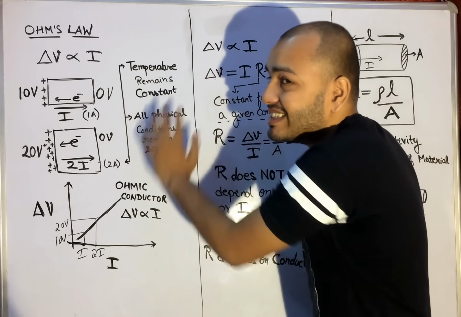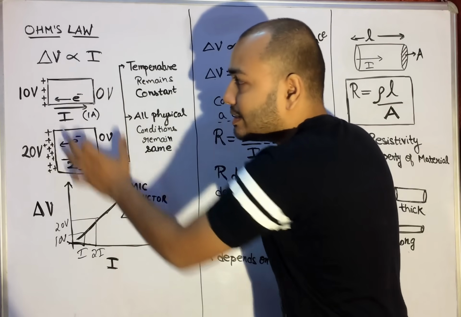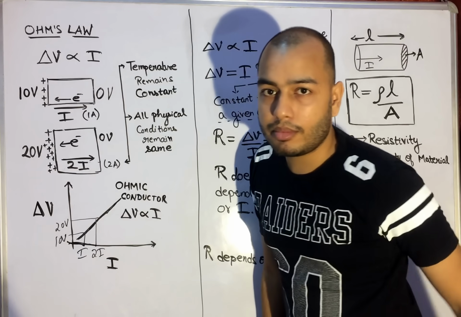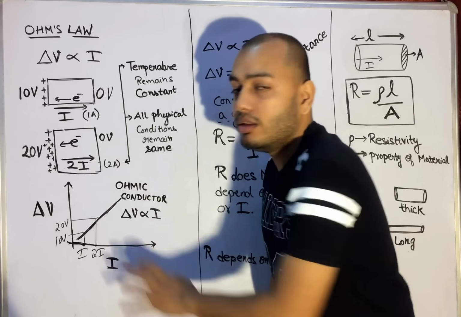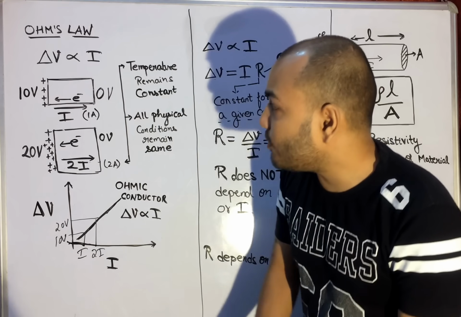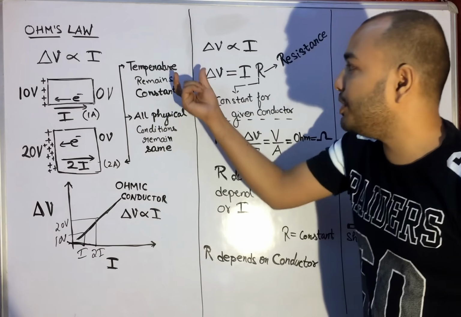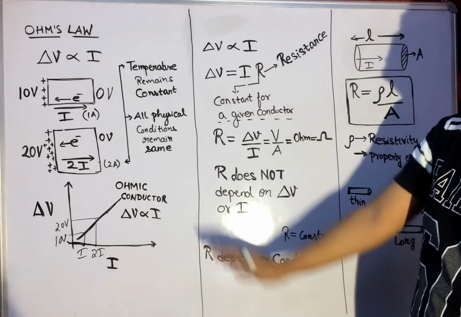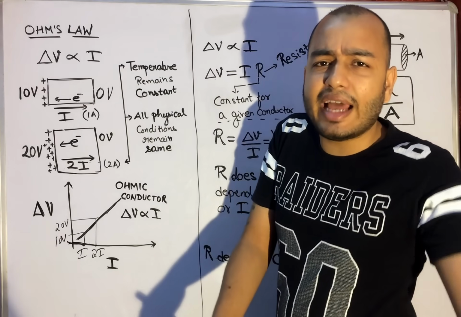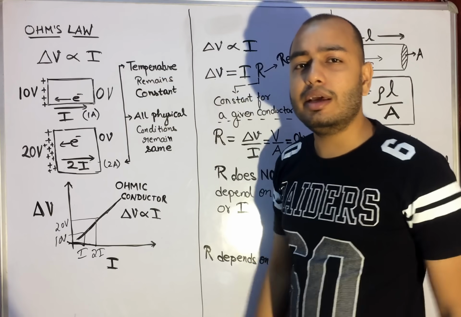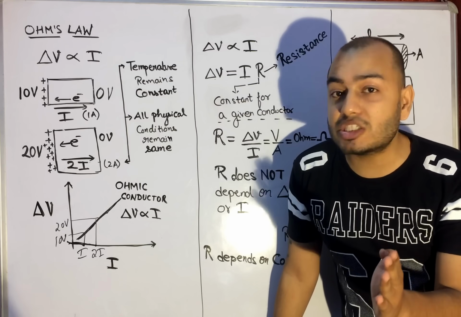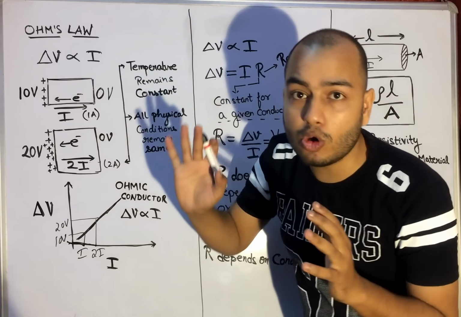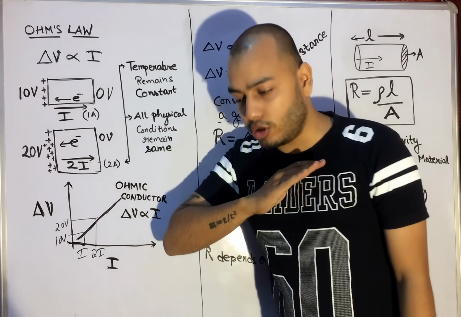temperature remains constant. This conductor must be in some room, and when you double the potential, when you change this potential, temperature should not change. What was the temperature here should be here. So temperature should remain constant. Especially all physical conditions remain same. Pressure, temperature, humidity, any light energy, any kind of electrical energy, radiation, anything in that room must not change. Then only on doubling potential current will double, and then only it is said to be Ohm's law. That is, the temperature should remain constant.